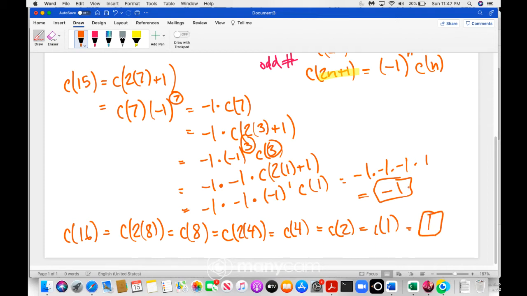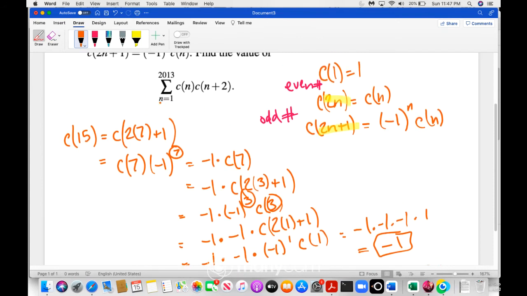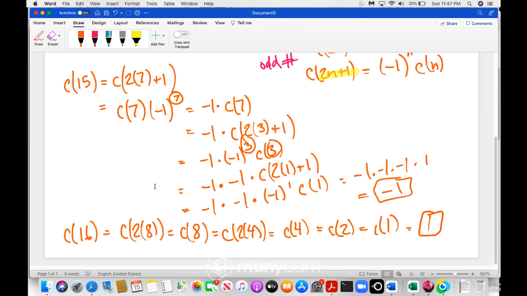So I noticed that I got negative 1 the first time around, and I got positive 1 the second time around. So it doesn't take much ingenuity to realize that all of the numbers that you're going to get after plugging in n equals 1 to 2013 are either going to be 1 or negative 1. So if you take the product of c of n and c of n plus 2, since you could either get positive 1 or negative 1, you can guess that you're still either going to get positive 1 or negative 1, and if you're summing a bunch of these up, I'm sure you could come up with a couple of predictions on what the final answer is going to be.